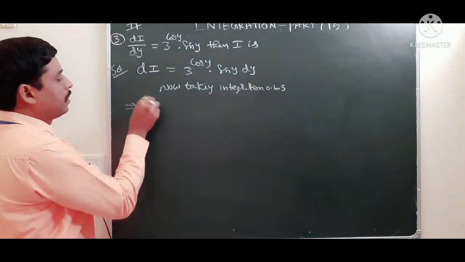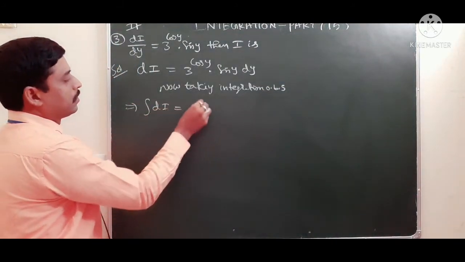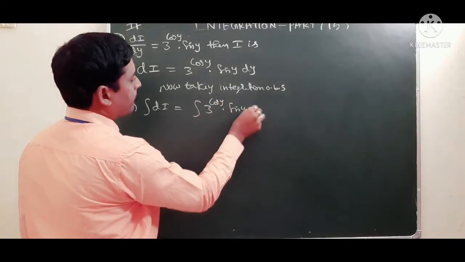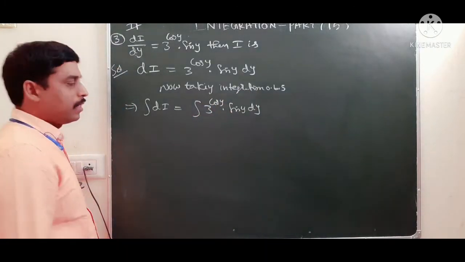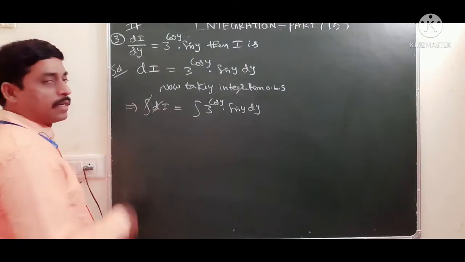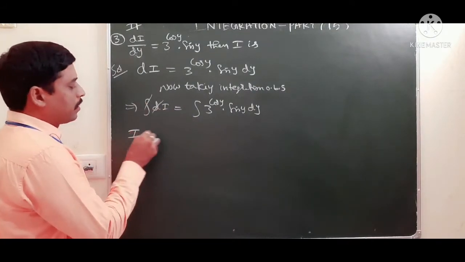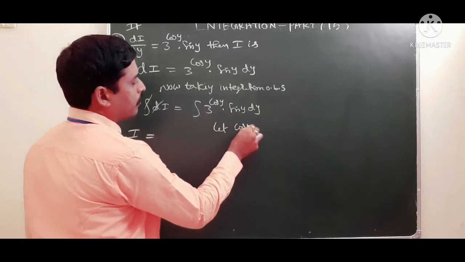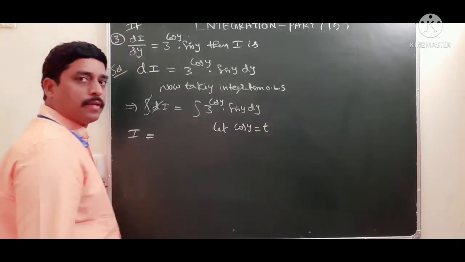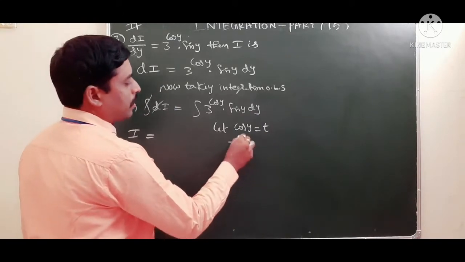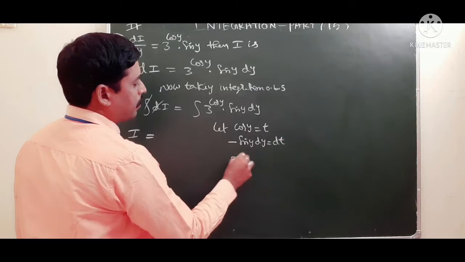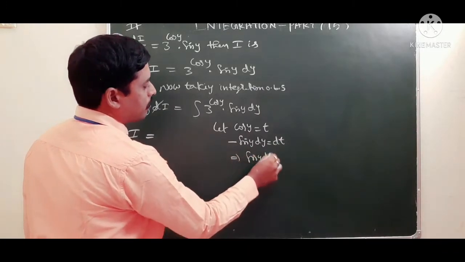So integral dI is equal to integral 3 to the power cos y into sin y into dy. Okay, so derivative and integration get cancelled. So I is equal to, in this let us take cos y is equal to t. Now derivative on both sides: minus sin y dy is equal to dt. Therefore sin y dy is equal to minus dt.